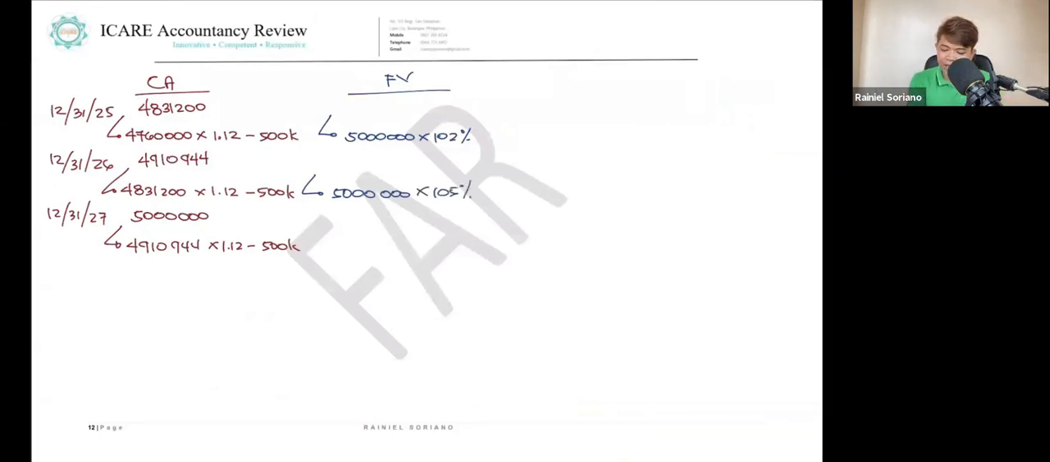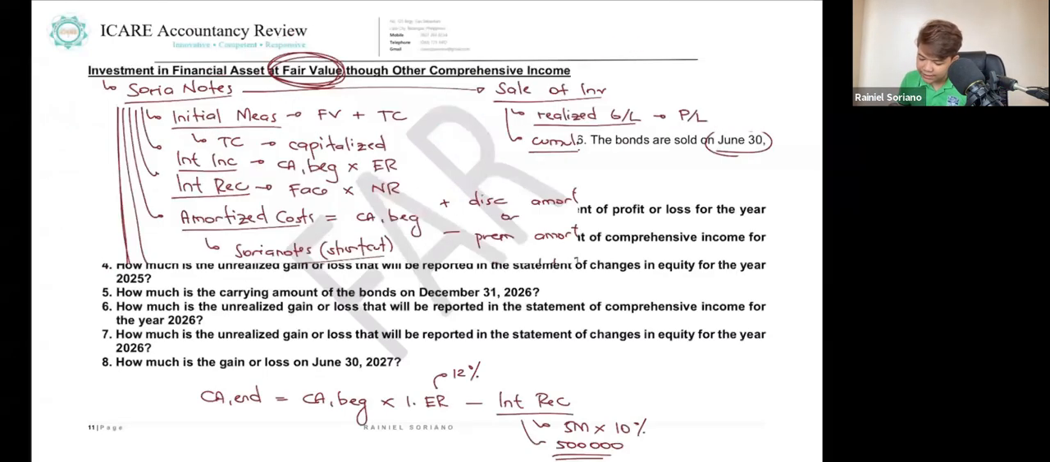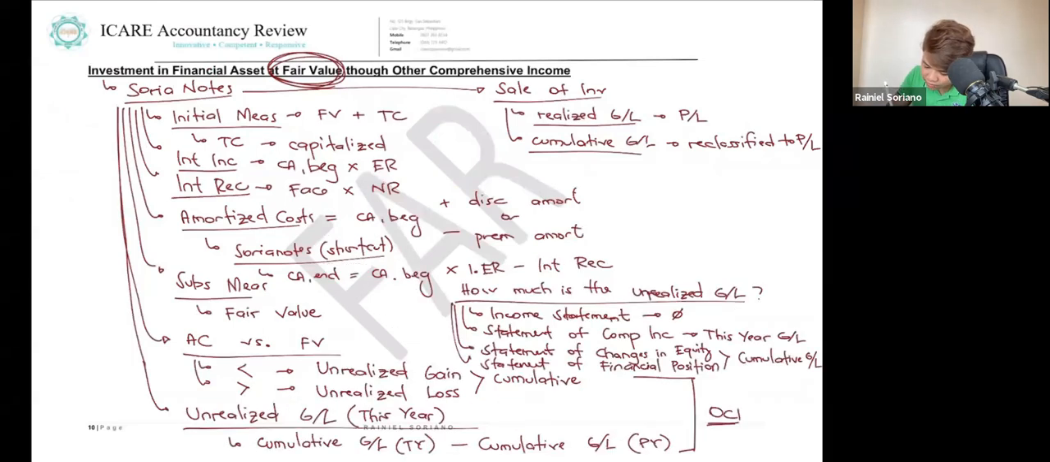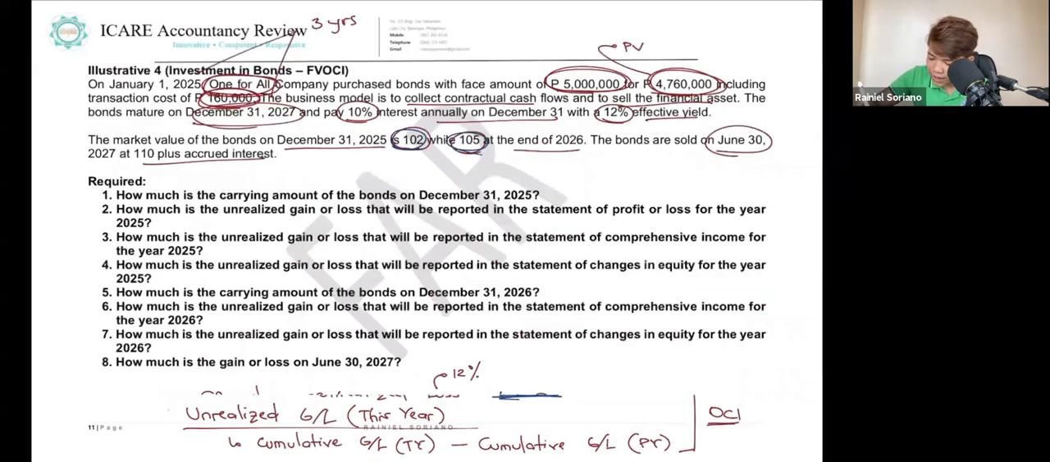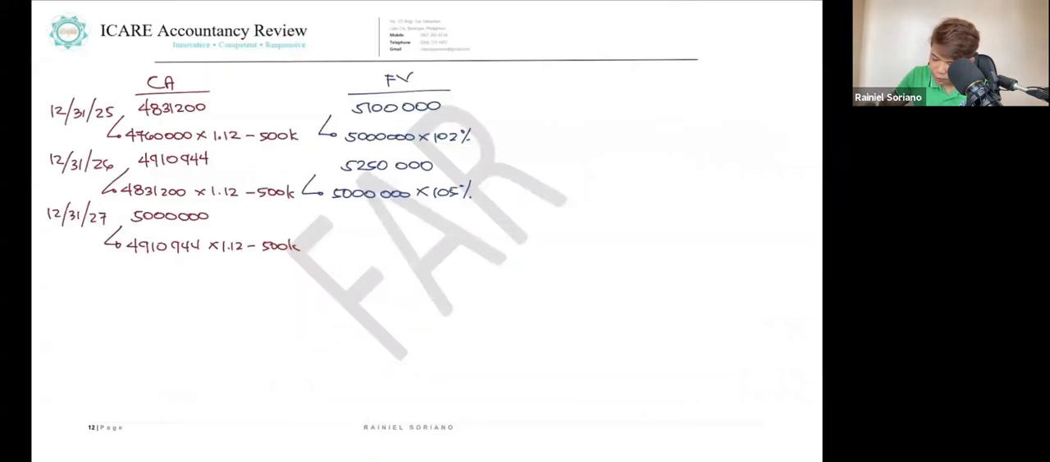So fair value December 31, 2025 is equal to 5 million times 1.02, or this is equal to 5.1 million pesos. Then sa pagdating ng 2026, this is 5 million times 1.05, or this is equal to 5,250,000 pesos. Okay? Ngayon ganito, anong sabi natin? Sabi natin the difference between carrying amount and fair value will be the cumulative gain or loss. So let's compute muna yung tinatawag natin na cumulative gain or loss.